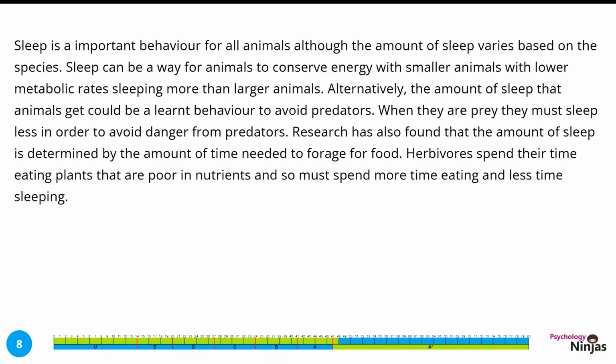Sleep is an important behaviour for all animals, although the amount of sleep varies based on their species. Sleep can be a way for animals to conserve energy, with smaller animals with lower metabolic rates sleeping more than larger animals. Alternatively, the amount of sleep that animals get could be a learnt behaviour to avoid predators. When they are prey, they must sleep less in order to avoid the danger from predators. Research has also found that the amount of sleep is determined by the amount of time needed to forage for food. Herbivores spend their time eating plants that are poor in nutrients and so must spend more time eating and less time sleeping.